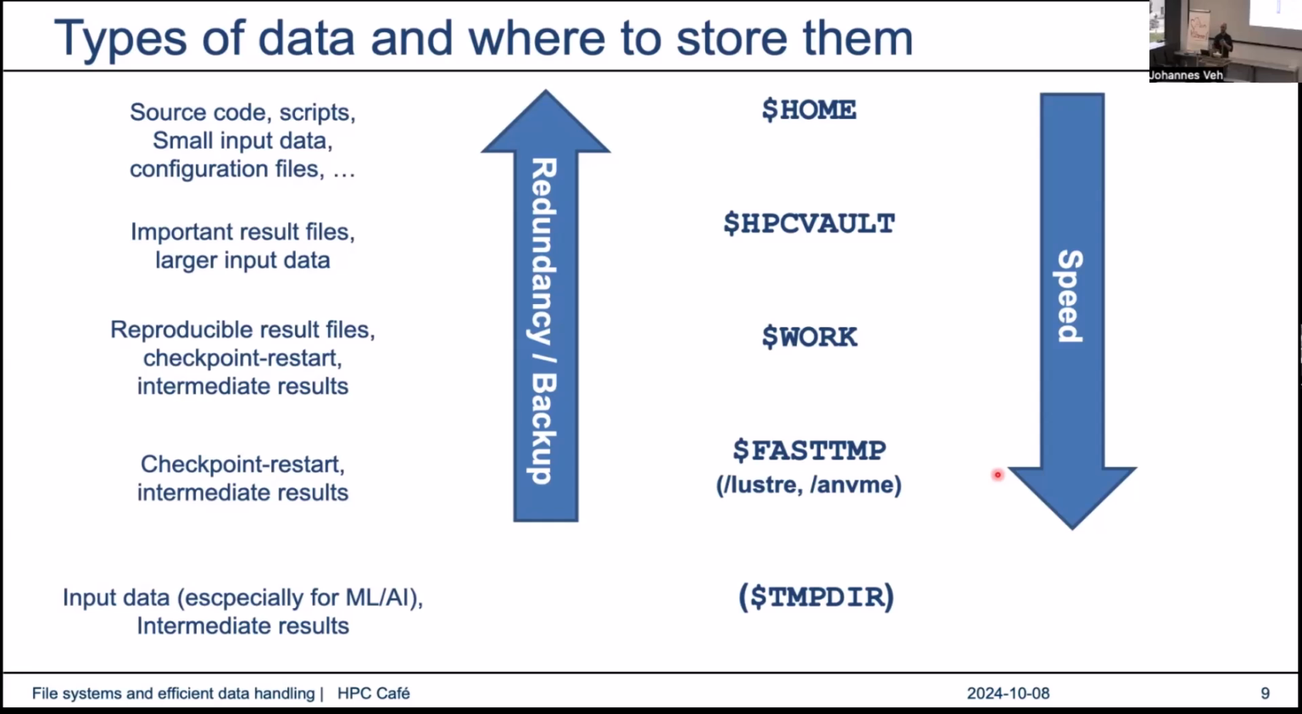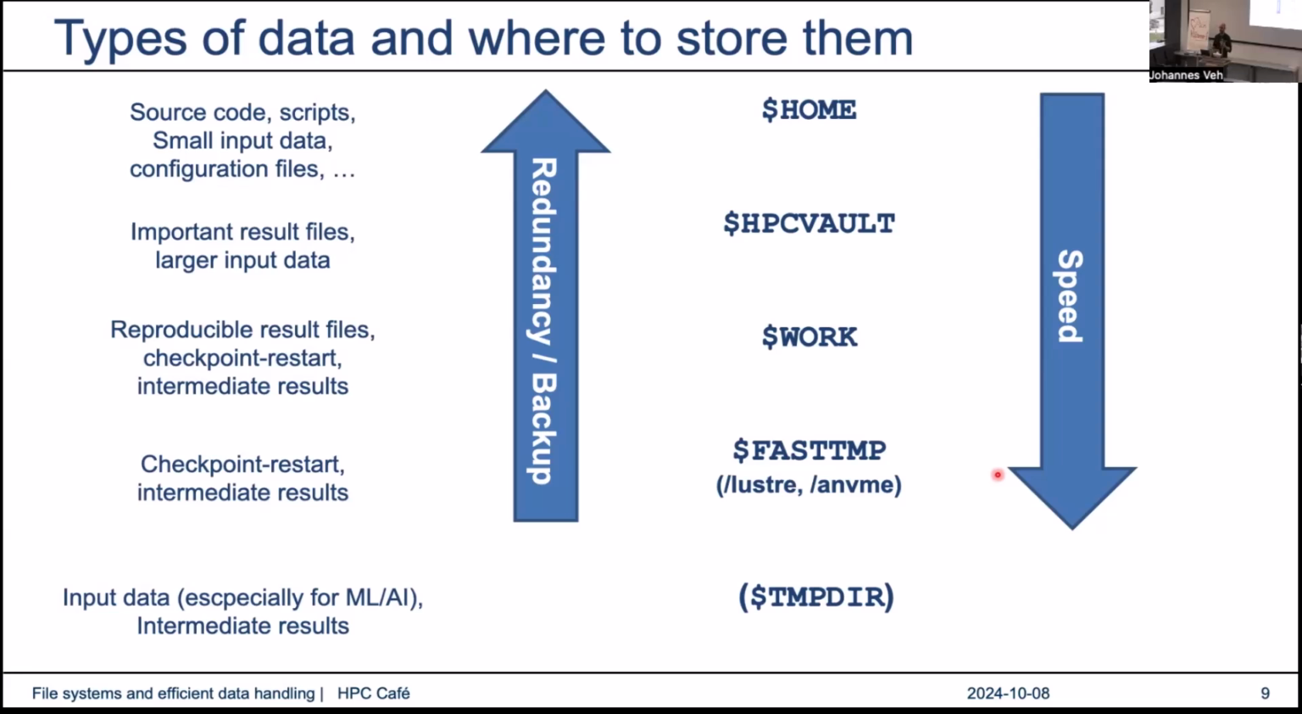Then we have HPC Vault. Again, we have backup and snapshots, a little less frequent, but still once per day is reasonable. If you lose data, you only lose 1 day of data. So anything which is not super high value, but still worth keeping with backup should be there. Then we have work. So we don't have snapshots or backups. So if you accidentally delete something, it's gone. So there should be stuff which can be reproduced or just downloaded again from the internet.